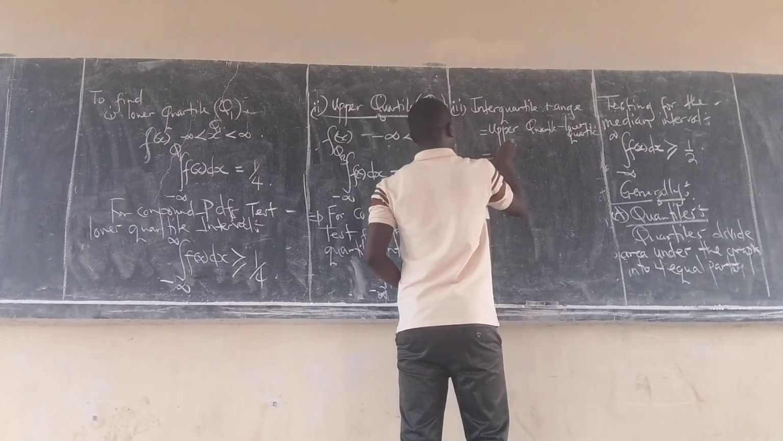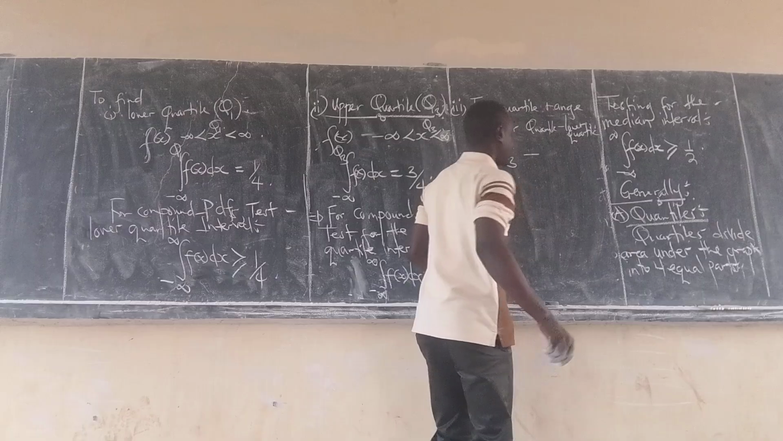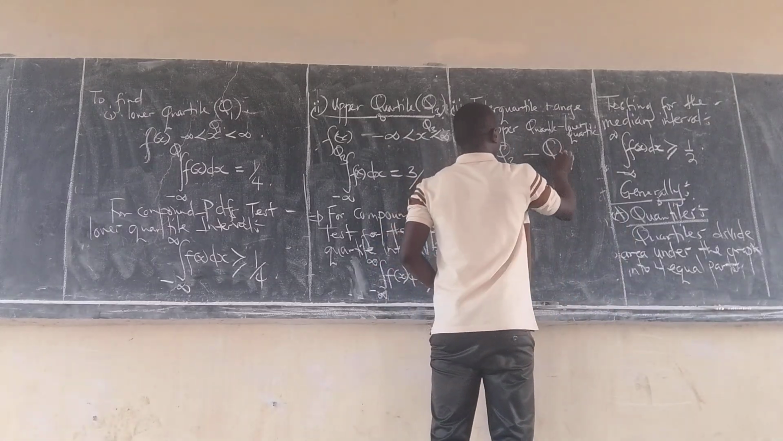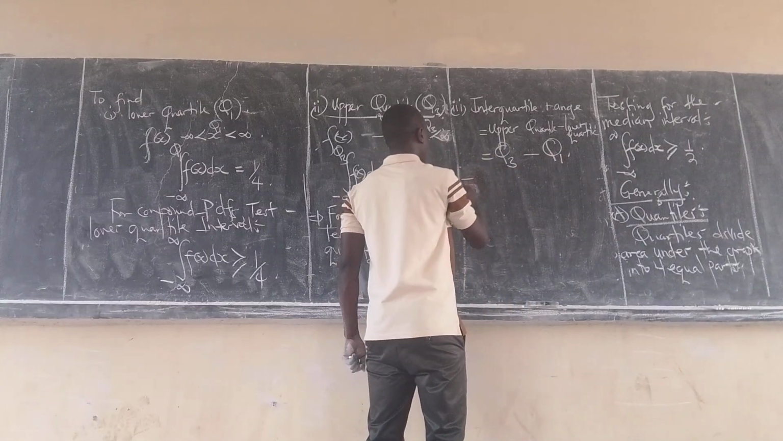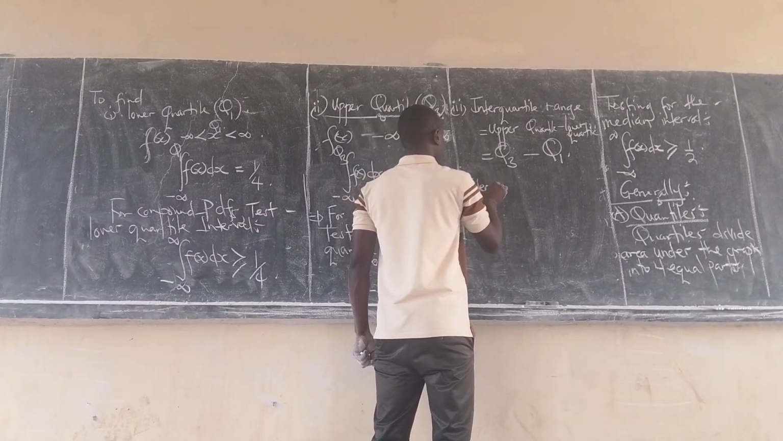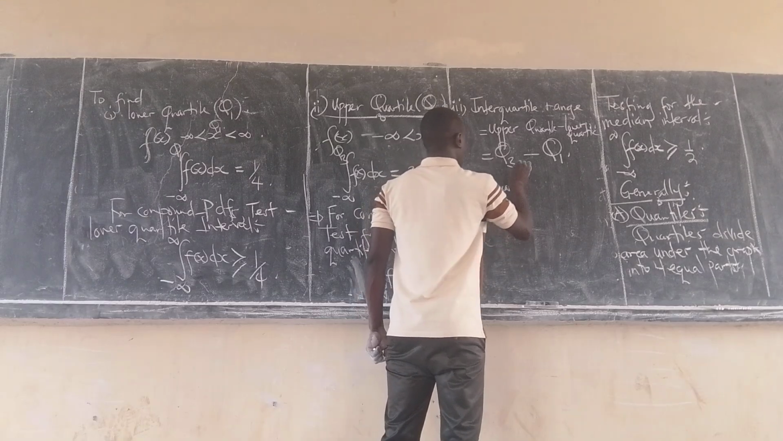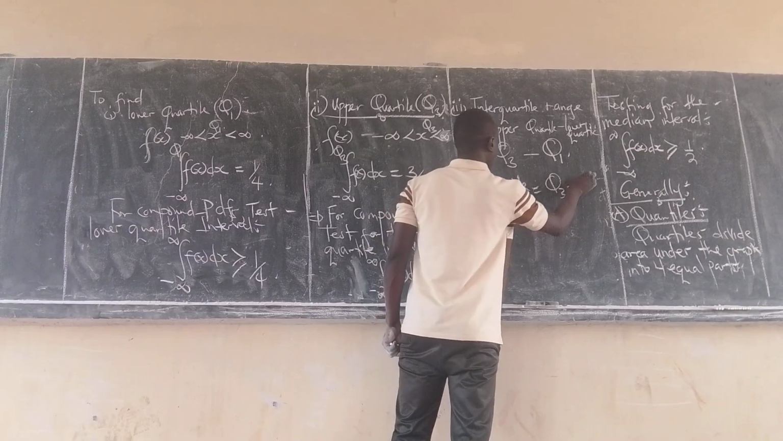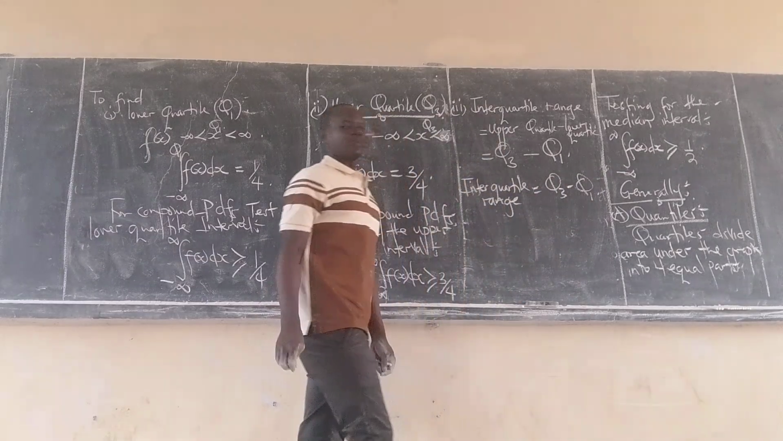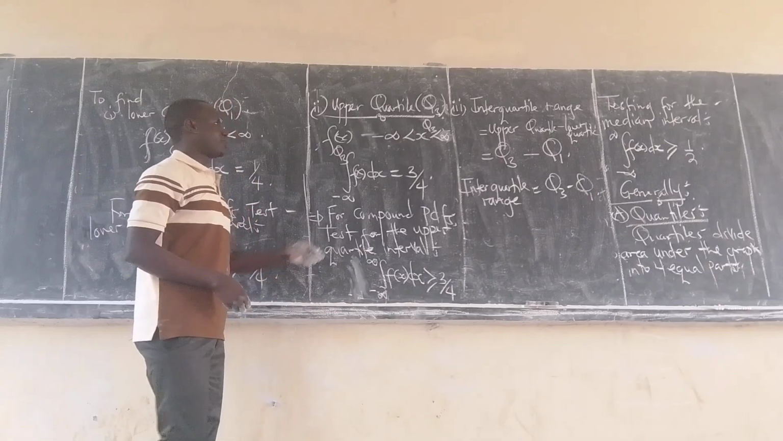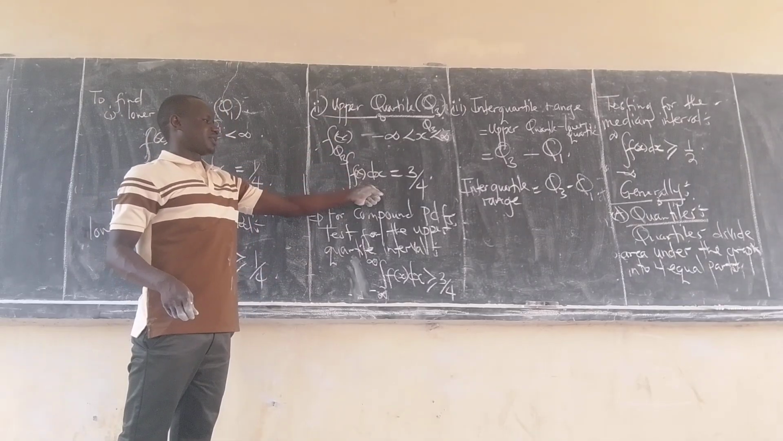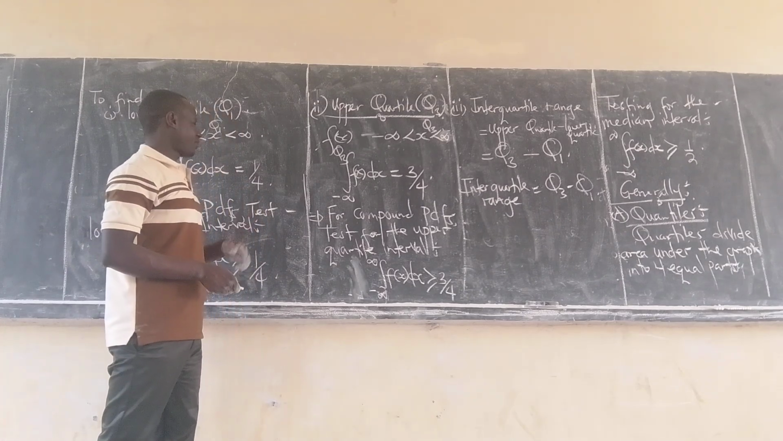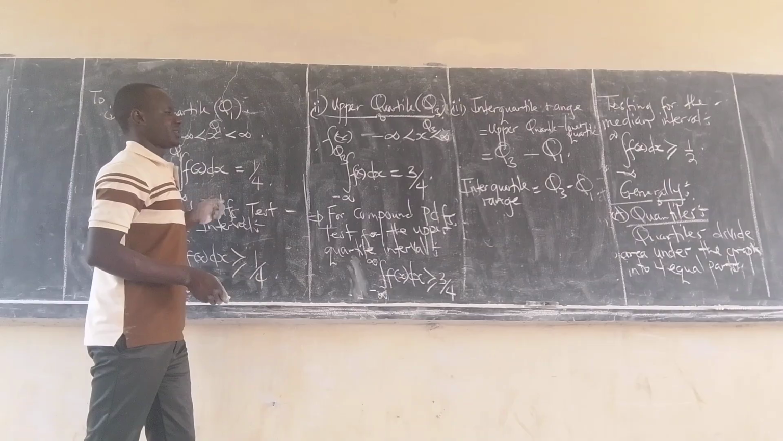So the upper quartile is represented by Q3, and the lower quartile is represented by Q1. So the interquartile range is going to be Q3 minus Q1, where Q3 is the upper quartile that you have found using this, and Q1 is the lower quartile which you will have found using this one.